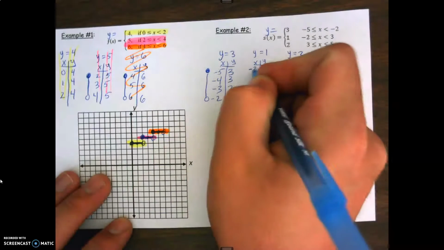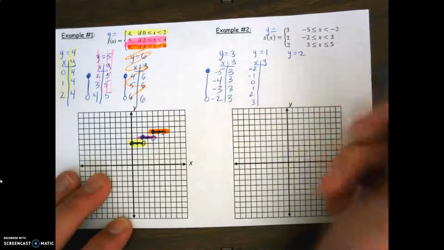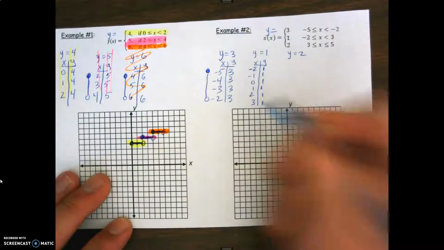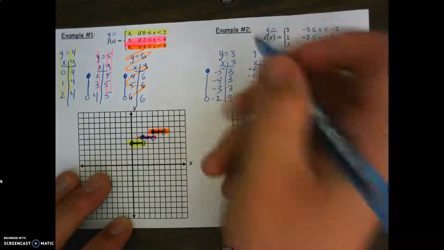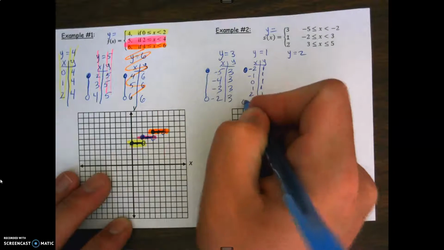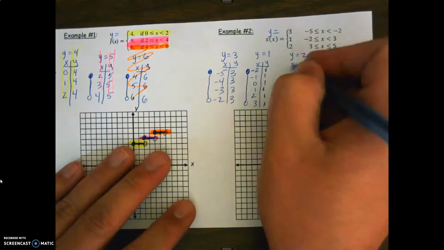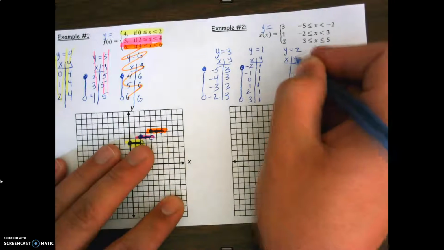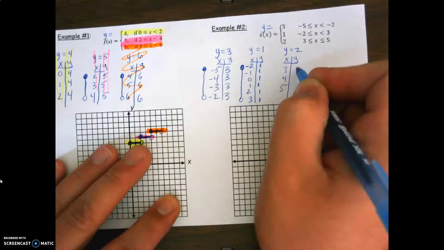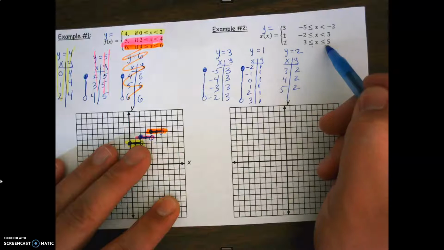So this has to go from -2 all the way to 3. -1, 0, 1, 2, 3. And all your corresponding y's will be 1. Because after all, y equals 1. We're going to have a closed circle at -2, an open circle at 3. And we'll draw a line in between. For y equals 2, we're going to use the interval from 3 to 5. So we have 3, 4, 5. Your y's are all 2. And then we have closed circle, closed circle.